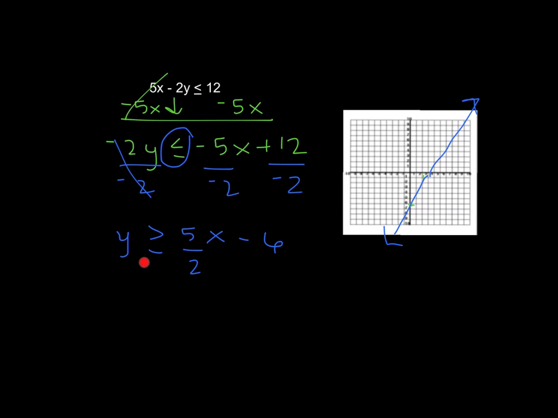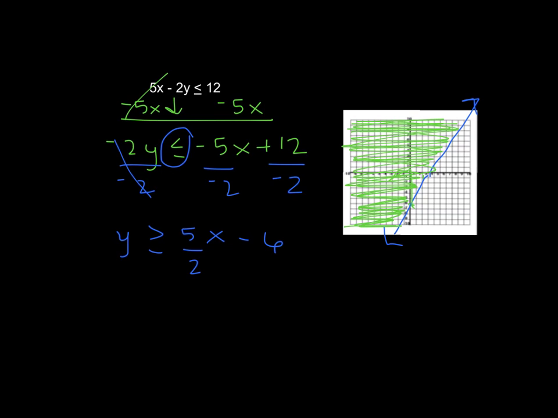Then last, you can either choose a test point or do as I suggested in class. If I want greater than or equal to, I put my pencil on my y-intercept. The numbers greater than that would be up here, which means that my solutions fall above this line. So I shade in everything above the line.